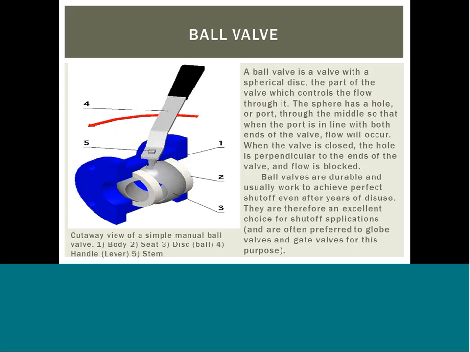A ball valve is a valve with a spherical disc, the part of the valve which controls the flow through it. The sphere has a hole, or a port, through the middle so that when the port is in line with both ends of the valve, flow will occur. When the valve is closed, the hole is perpendicular to the ends of the valve and flow is blocked. Ball valves are durable and usually work to achieve perfect shutoff even after years of disuse.